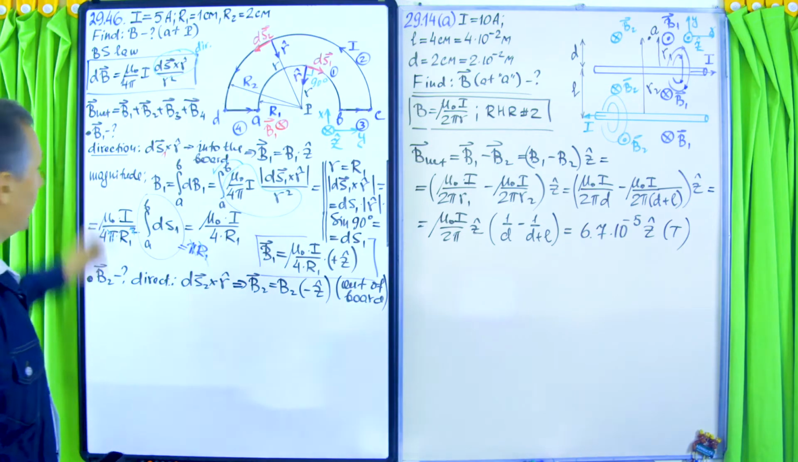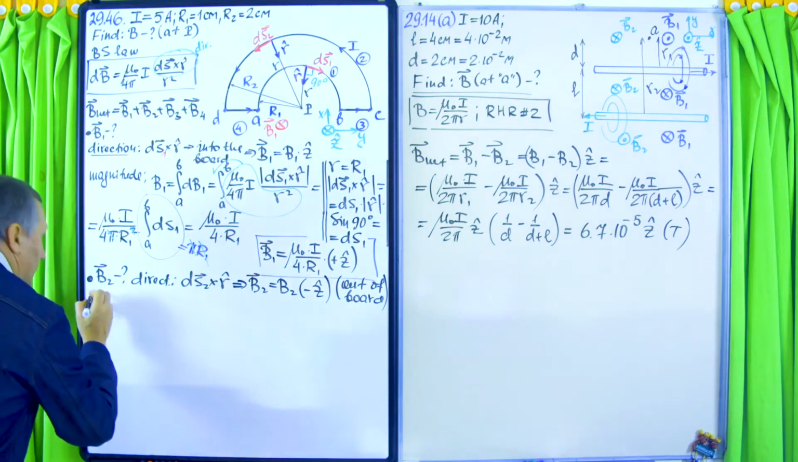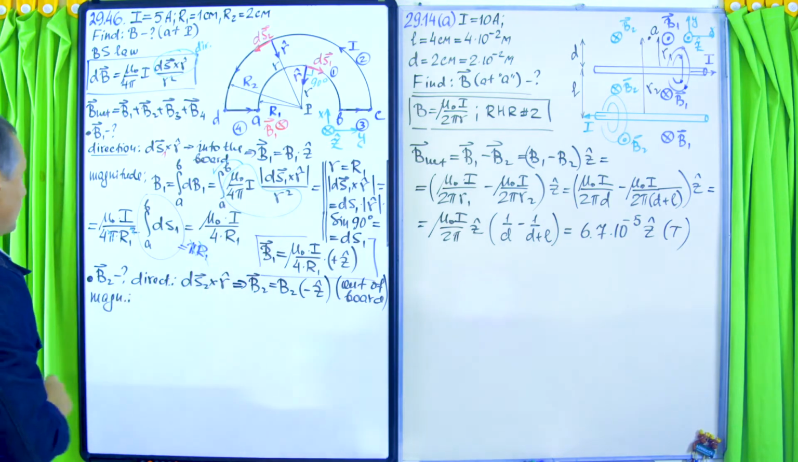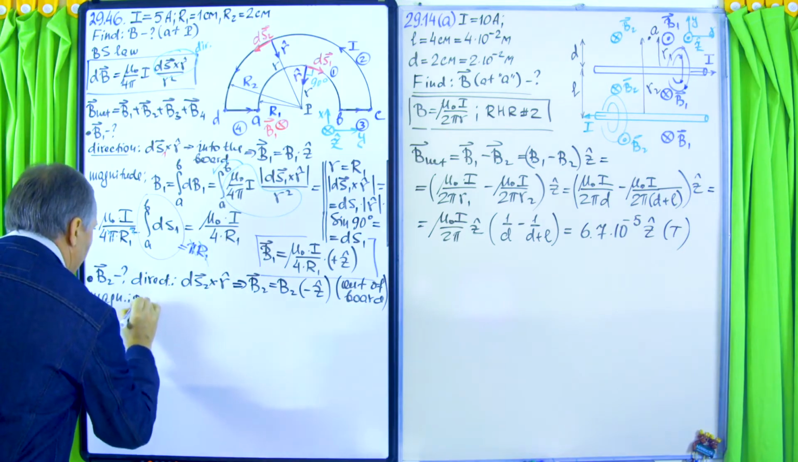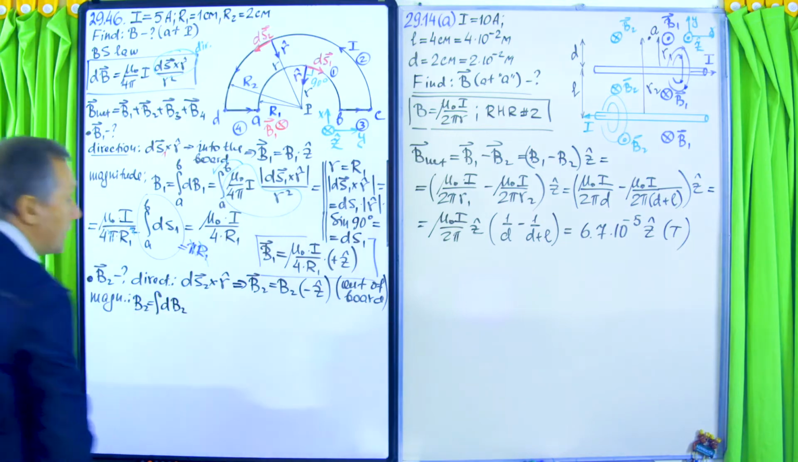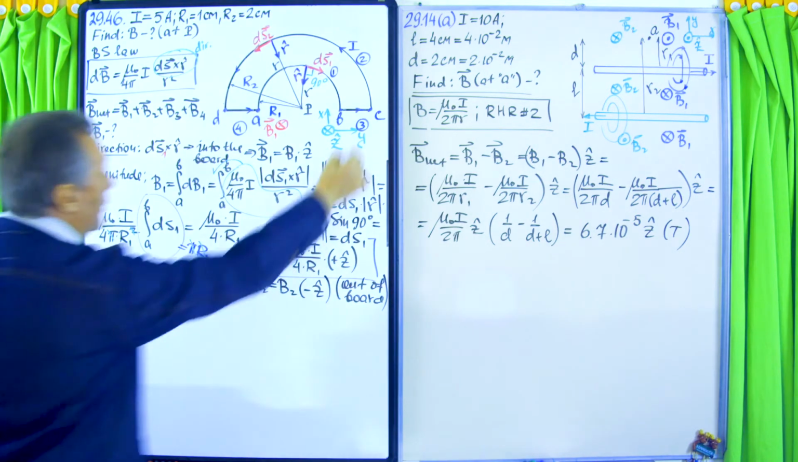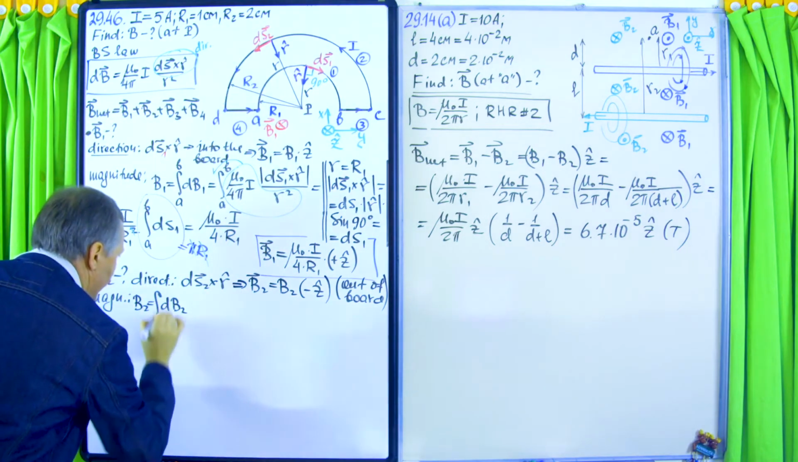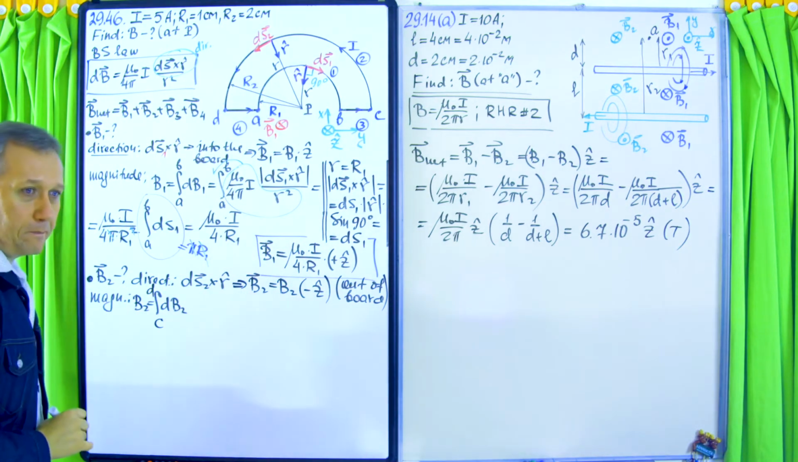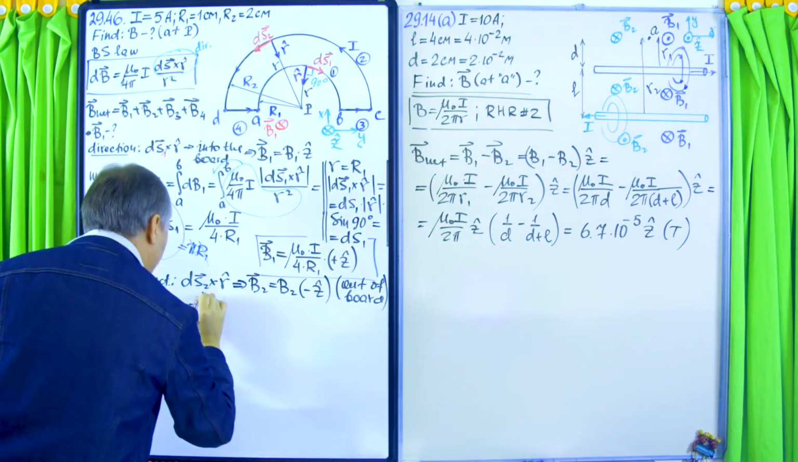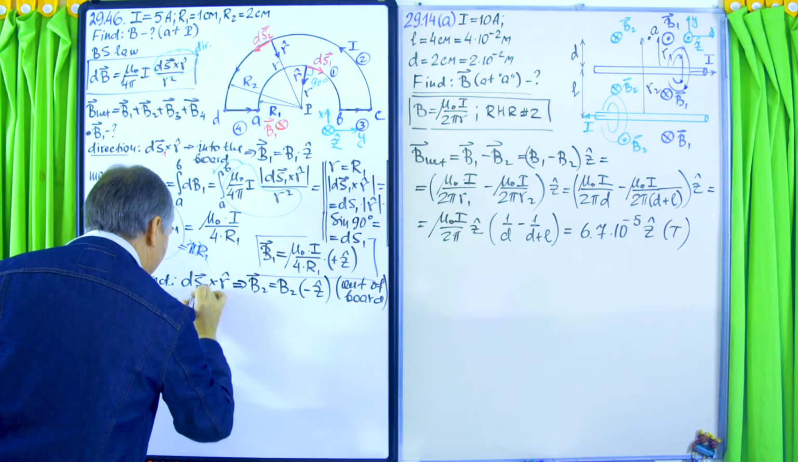So now, next, magnitude. The same, similar integral I have to write. So it will be B2 equals the integral of dB2. And now from which point to which point? First, we are here at point C, and then we are at point D. So from C to D, right?